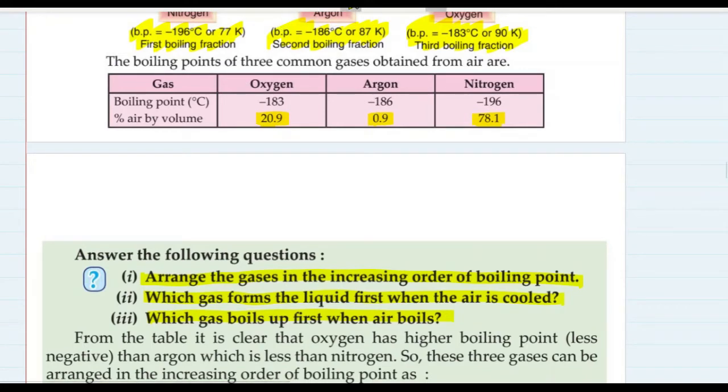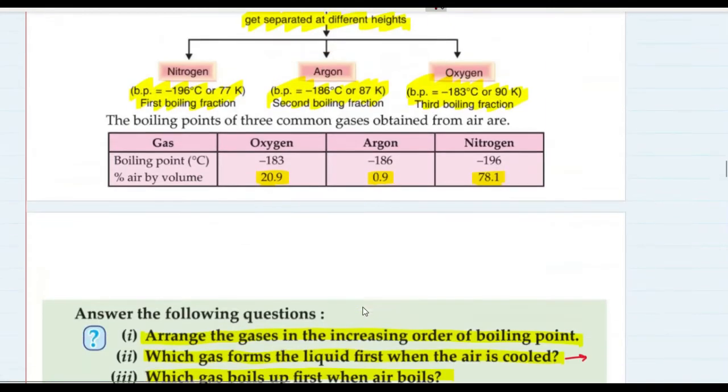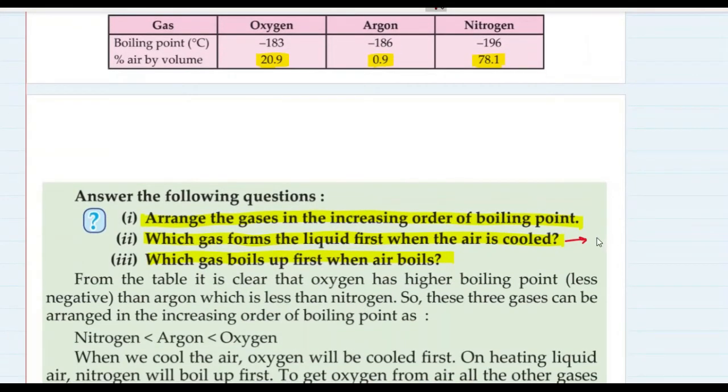So the answer to this question, this is a little tricky question. I did not think about it much before answering. Which gas forms the liquid first? See, when the air is cooled, that is the first thing which we do. When the air is cooled, the first gas to form liquid is oxygen, and then argon, and then nitrogen. And which gas boils up first when air boils? It is nitrogen, and then argon, and then oxygen. And the gases in the increasing order of their boiling point are also nitrogen, argon, oxygen.